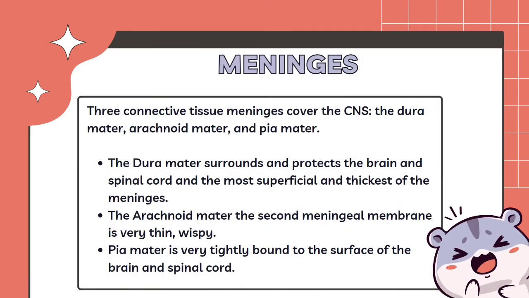Now let's proceed to the meninges, ventricles, and cerebrospinal fluid. First one is the meninges. Three connective tissue meninges cover the CNS: the dura mater, arachnoid mater, and the pia mater. The dura mater surrounds and protects the brain and spinal cord, and it is the most superficial and thickest of the meninges. The arachnoid mater is the second meningeal membrane, and it is very thin and wispy. Lastly, the pia mater is very tightly bound to the surface of the brain and spinal cord.